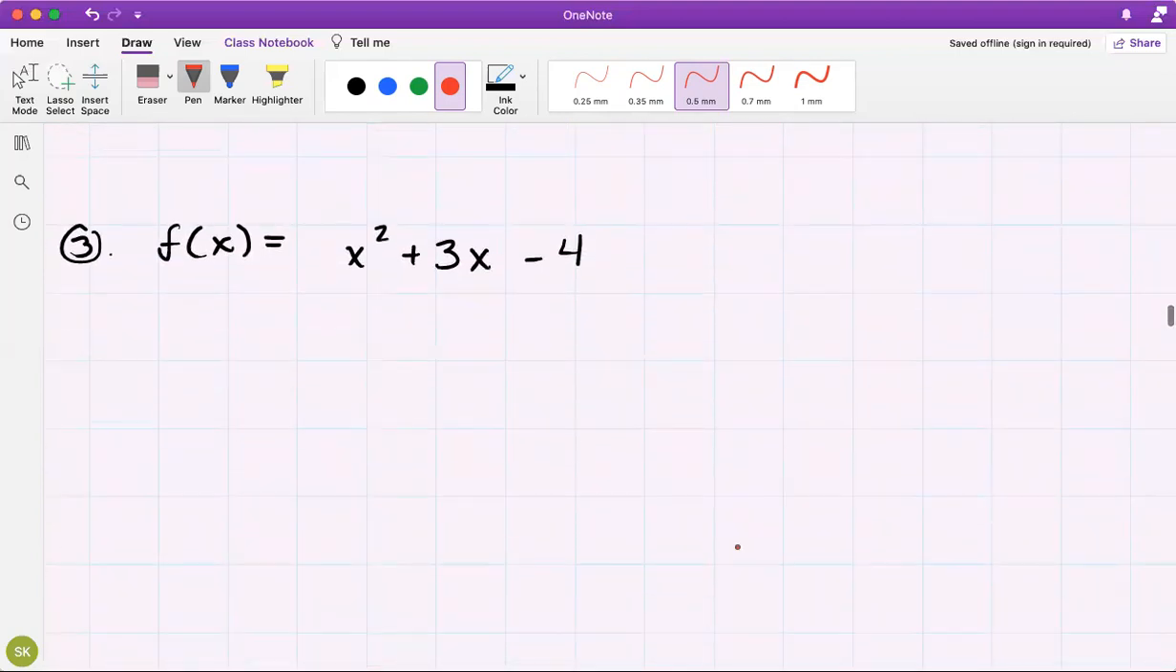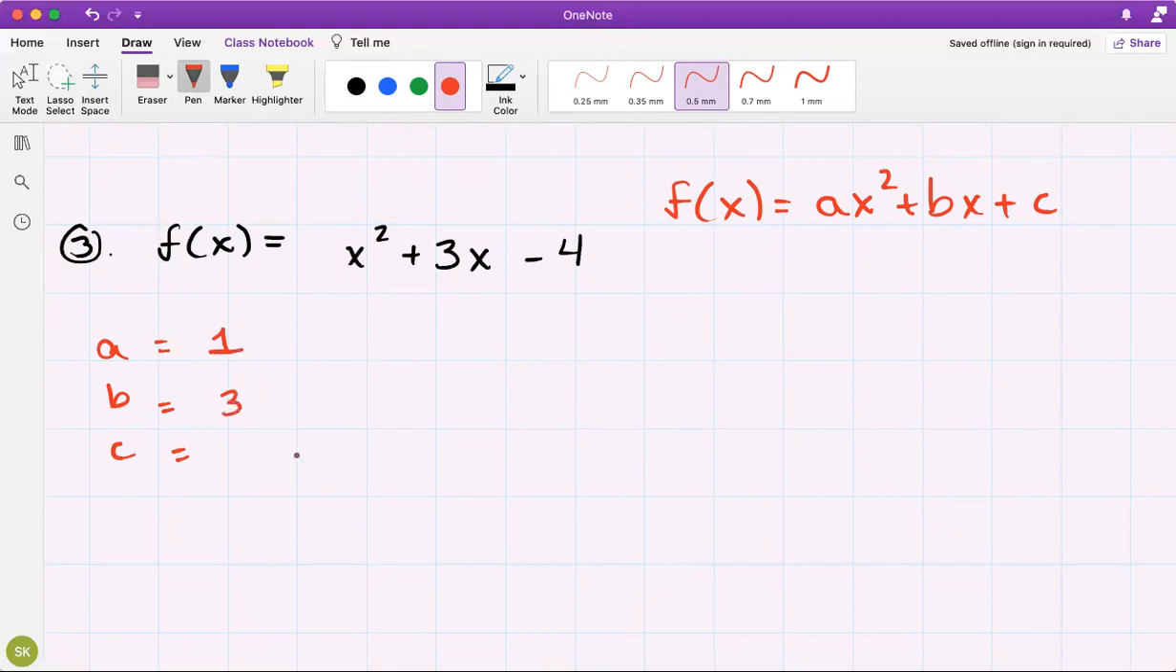Okay, now I've switched to the other form, which is f of x equals ax squared plus bx plus c. Again, we want to find the vertex and determine if the graph is pointing up or down. Let's write out what a, b, and c are. So a is the number in front of the x squared, which is 1, b is 3, and c is -4. Since a is greater than 0, we're pointing upwards.